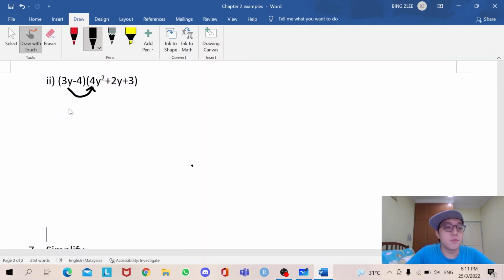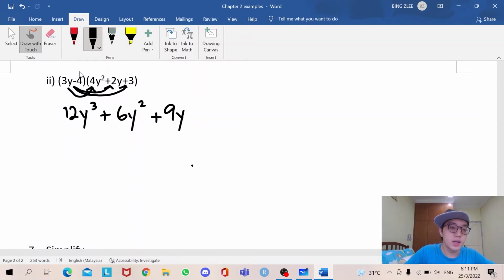3y multiplied with 4y squared, so we have 12y cubed. The second one here is 3y multiplied with 2y, so it's plus 6y. And then 3y multiplied with 3, the second one is 6y squared. And the last one is 9y. So this goes to the first one after multiplying in. And the second one is negative 4. So you need to see this is negative 4, yeah?